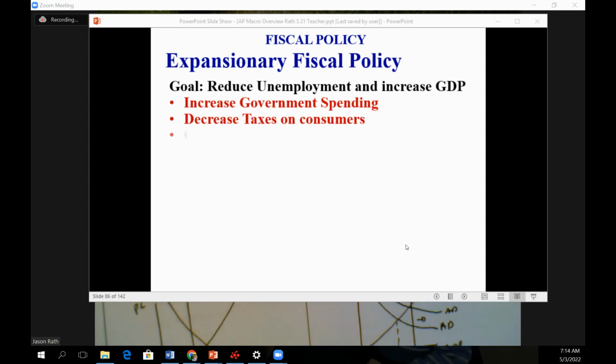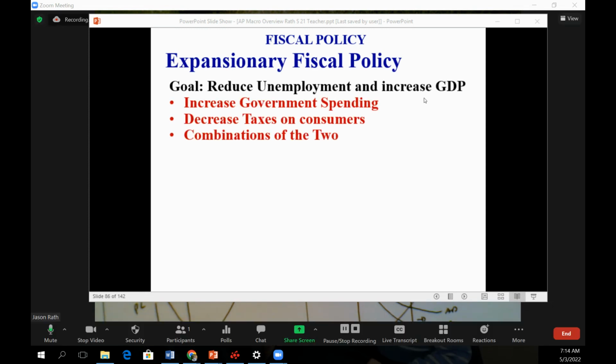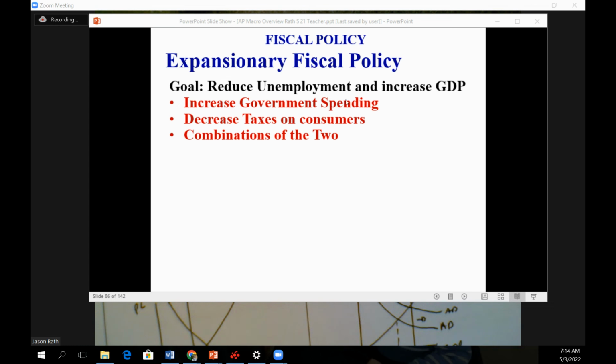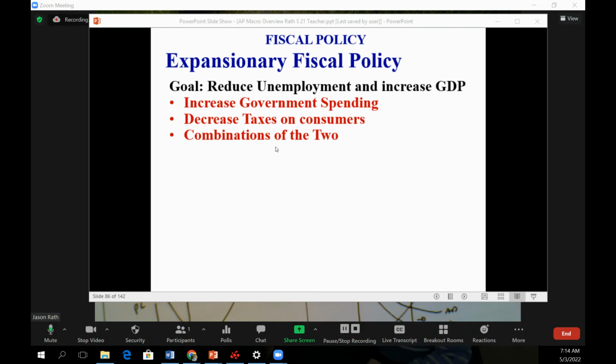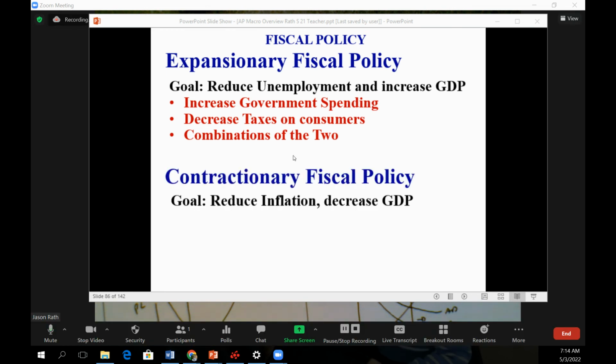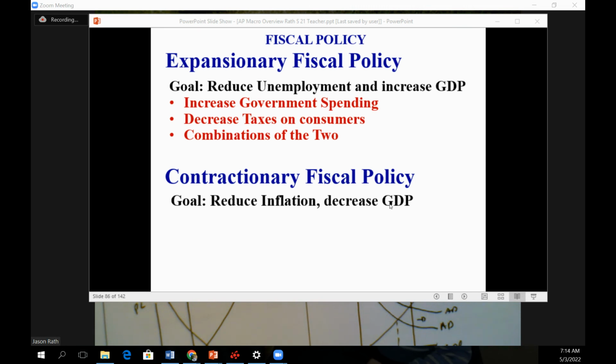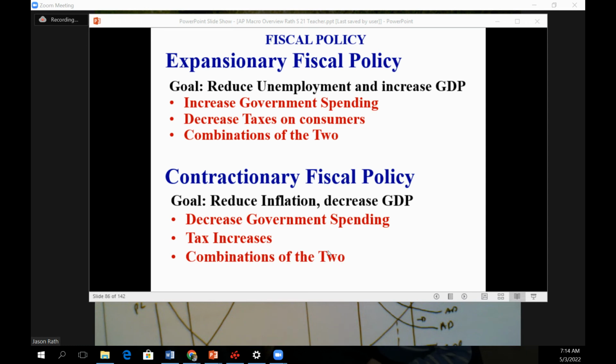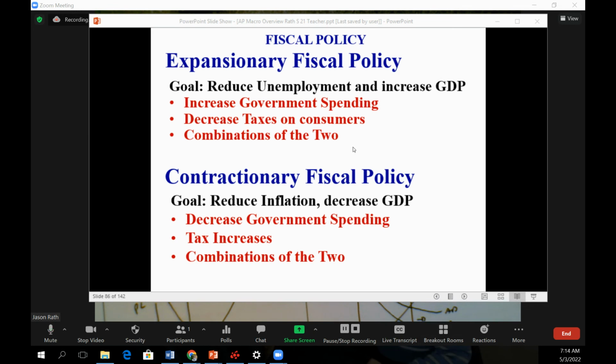So expansionary fiscal policy. The goal is to reduce unemployment and increase real GDP. You increase government spending, you decrease taxes, and any combination of the two is expansionary fiscal policy, and that is trying to shift the aggregate demand curve to the right. Contractionary fiscal policy is trying to reduce inflation and decrease GDP: decrease government spending, tax increases, and any combination of the two. So if you increase taxes, less consumer spending, that shifts aggregate demand to the left.